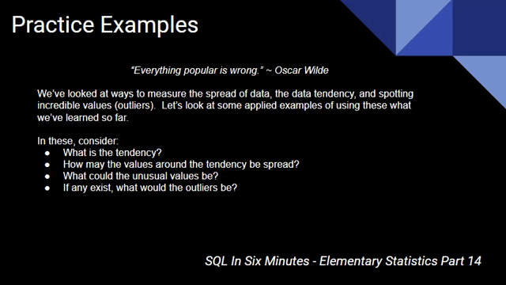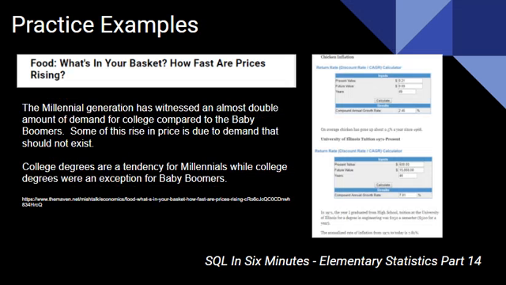In this case, we're going to be looking at, just to review, some examples of the central tendency, the spread of data, and then spotting unusual values or outliers if they exist. In a lot of data sets, there may not be outliers. In these examples, let's consider what the tendency is, and how the values around the tendency can be spread. I think in one of the first examples we'll be looking at, we can think about how that tendency could be spread, and then what the unusual values could be, if any exist. And if any exist, what would be the outliers, the really unusual values?